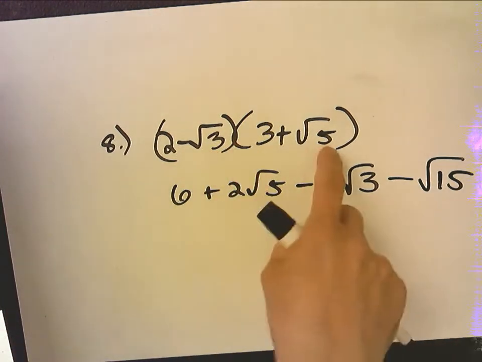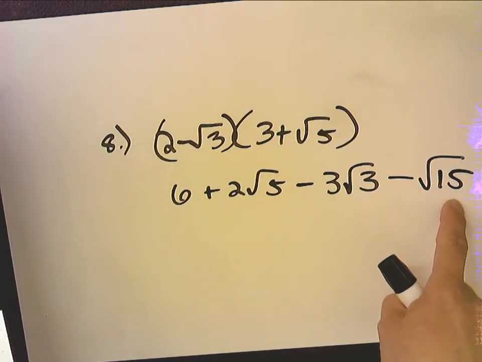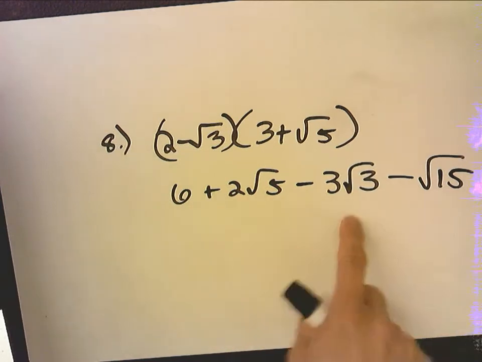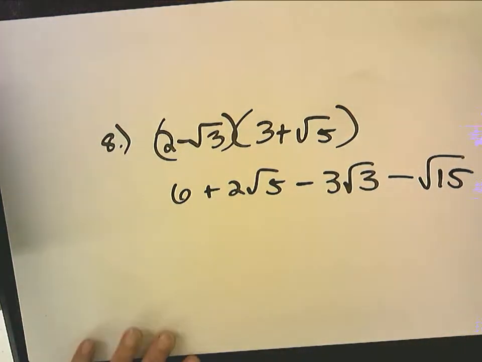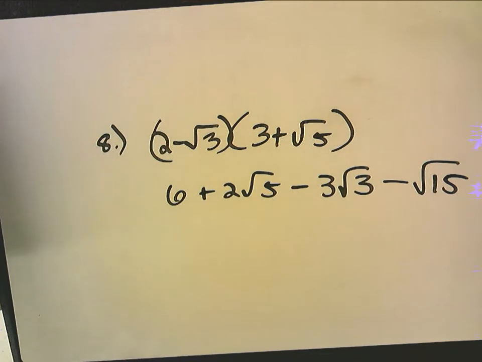So when you multiply radicals, they become different. But then when we go to add and subtract, we can only combine like terms. None of these are like radicals, so nothing can be combined. So that's it. So that was page 12.